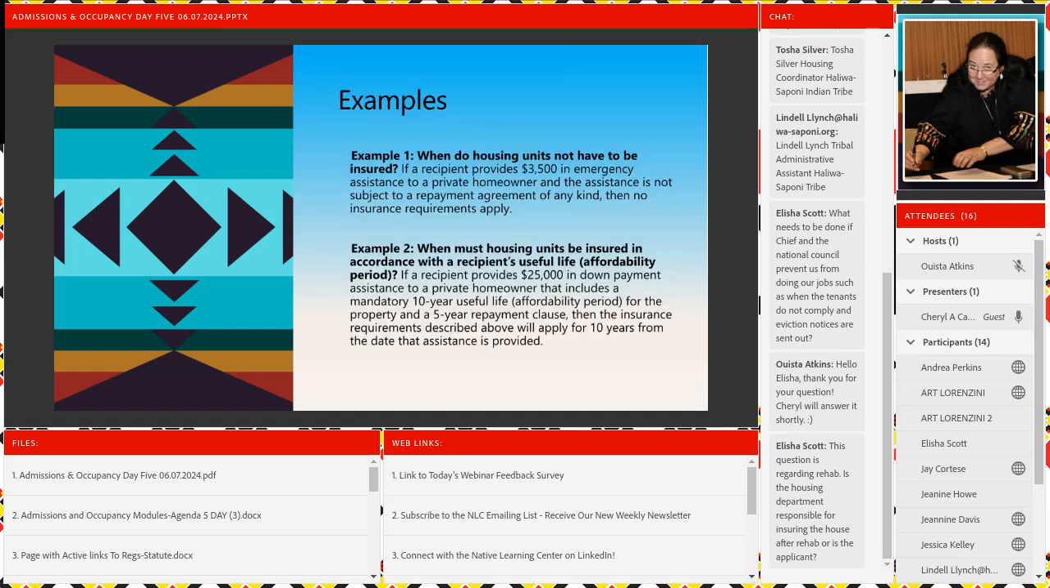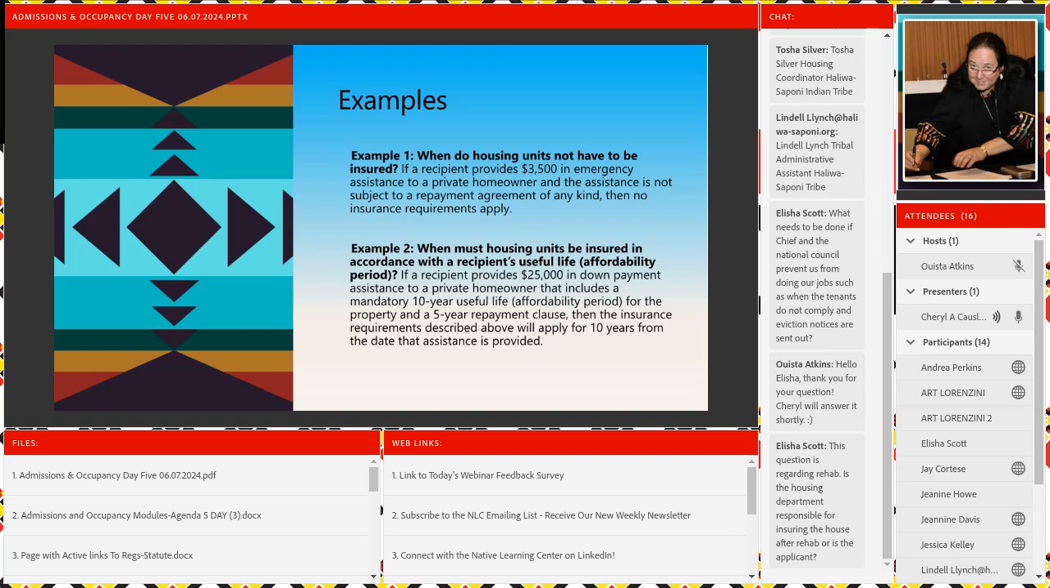So, the examples. When do housing units not have to be insured? If you, as your housing entity, provide $3,500 in emergency assistance to a private homeowner, the assistance is not subject to a repayment agreement of any kind, then no insurance requirements apply. That's because the threshold's $5,000.